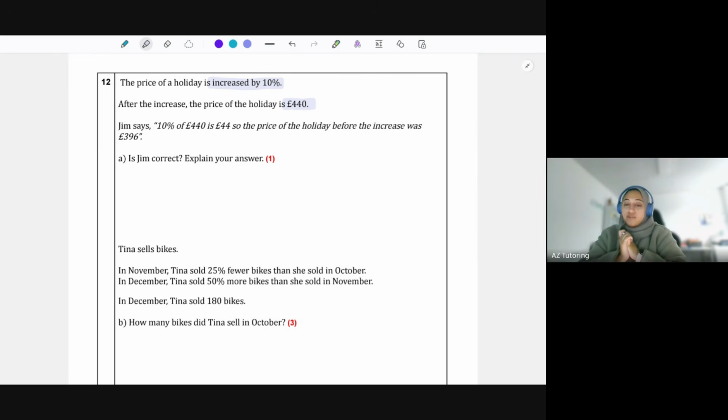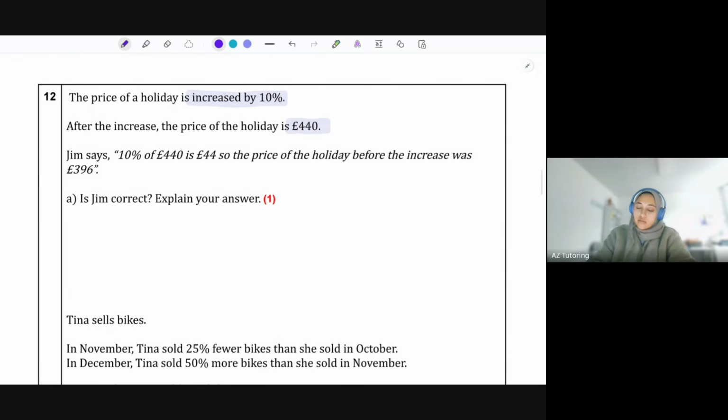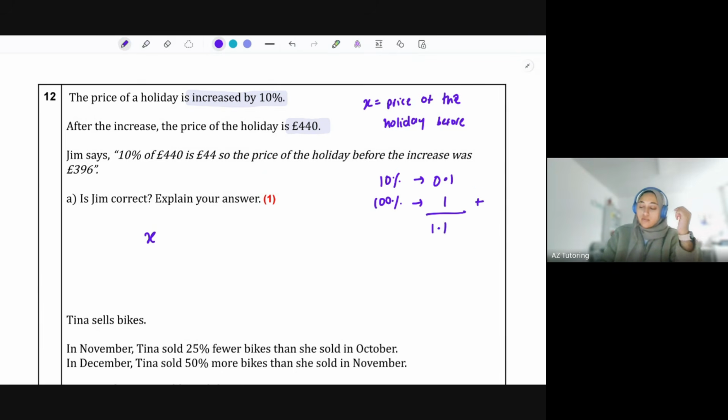He's worked out 10% of the wrong thing. So let's think. There's a few different ways you can think about this, but I'll tell you one way to think about it. Let's say we've got the holiday. The price of the holiday before is called X. So that's the unknown price of the holiday before. So if I've got X, and I've increased it by 10%, our multiplier, so changing 10% to a decimal, that's 0.1. Because we're increasing, remember 100% is just 1. So adding these two together, we get 1.1.